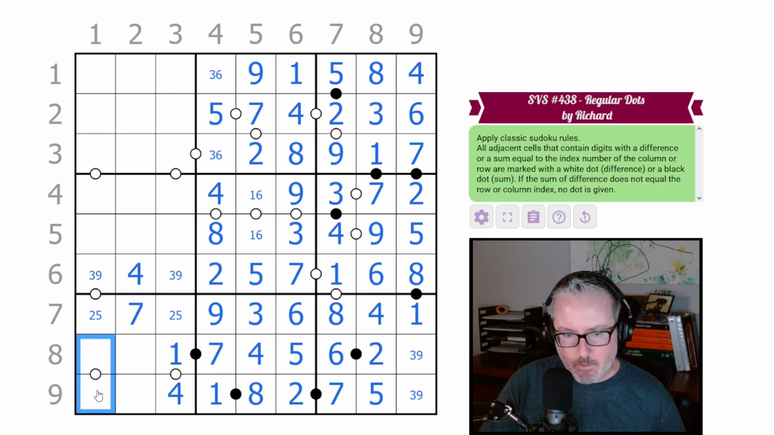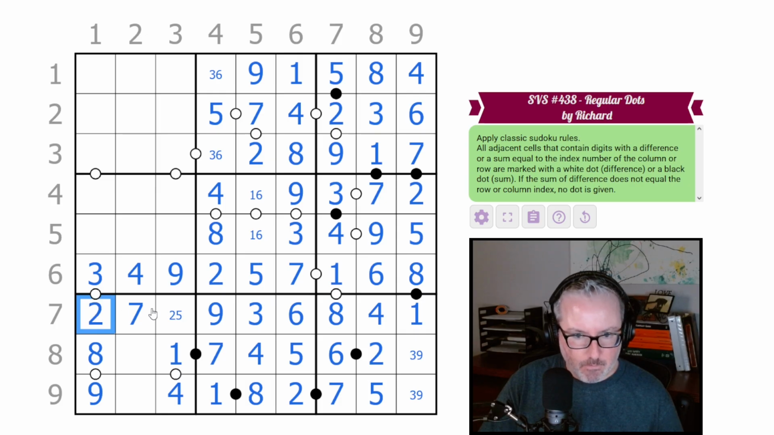Let's see. Do we want to go into here? Let's see what the options are. 3, 6, 8, and 9. This is not 6. This is not 8. These have to be 1 apart, so they can't have a 3. And it can't be a 6, so this is 9, 8. Good. That forces 3, 9. Means this has to be 2 and 5.